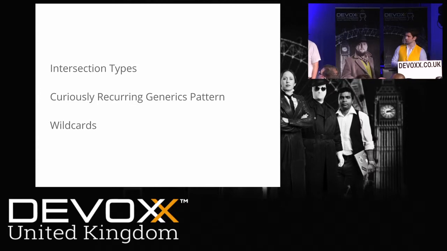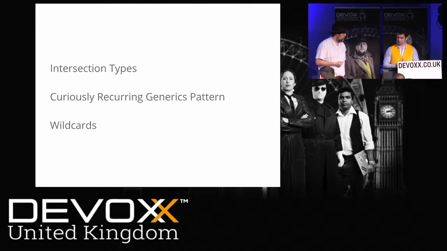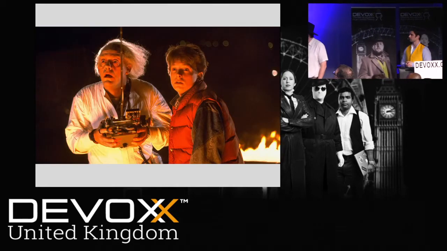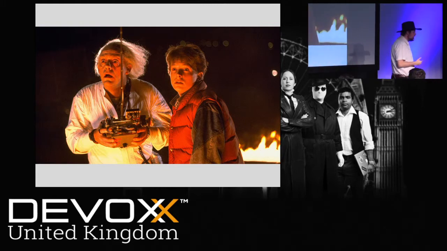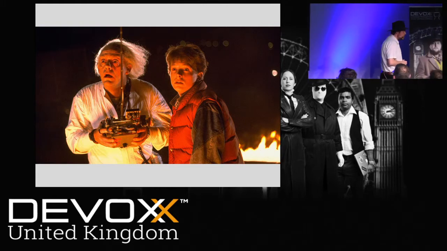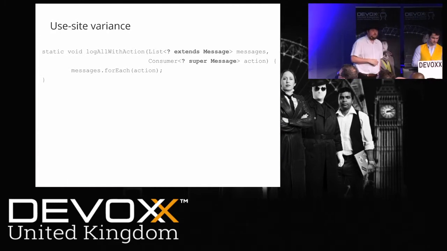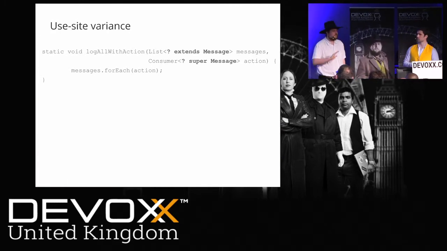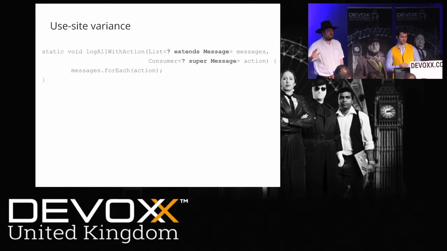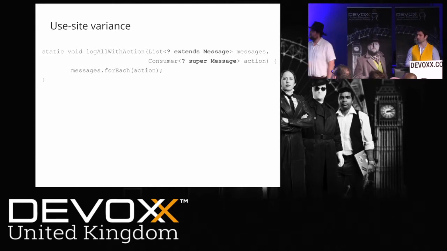Okay, so we've just covered intersection types, the curiously recurring generics pattern and wildcards. So interesting features that you can use. Should we take a jump in the future? Yeah. Let's drive 88 miles per hour into the future and see how generics might change in a future version of Java. And this is the point where we really wish we had one of those lovely Oracle legal slides that says whatever we're saying might change and you shouldn't trust anything that we say. But we won't do that.